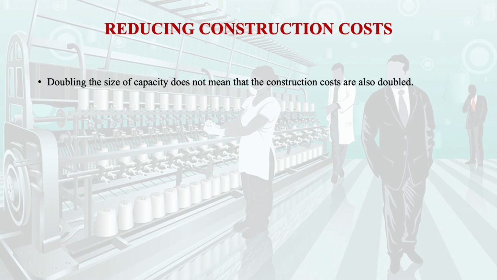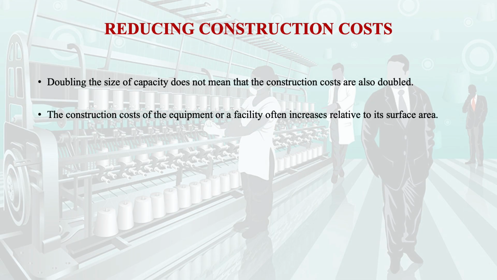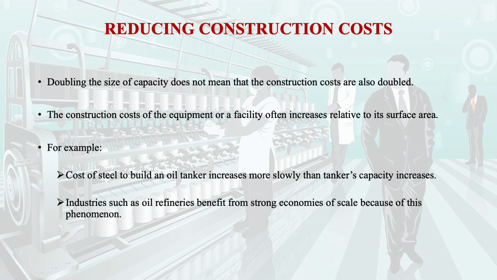Second is reducing the construction cost. If we are doubling the size of capacity, it does not mean the construction cost will also double. The construction cost of equipment or facility often increases relative to its surface area. For example, the cost of steel to build an oil tanker increases more slowly than the tanker capacity increases. Industries such as oil refineries benefit from strong economies of scale because of this phenomenon.